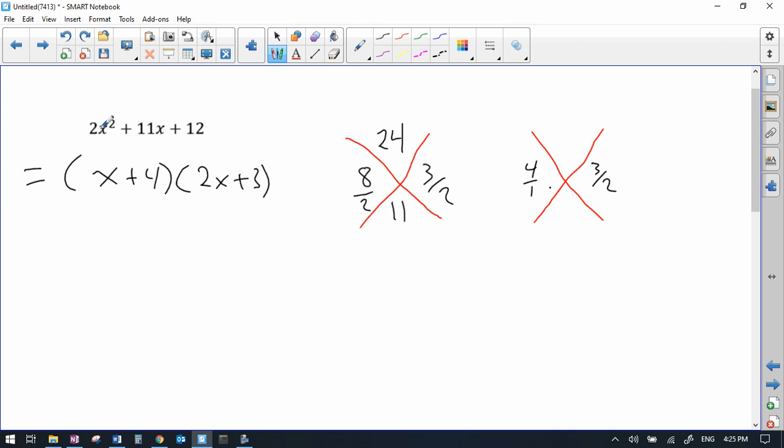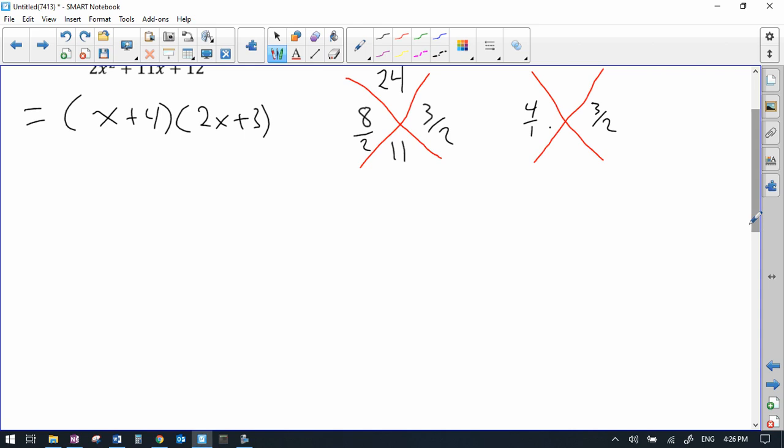This one's not too hard to guess and check. I mean, there's a lot of possibilities for 12, but you do know it has to be a 2x and an x, so it's not too bad. There is another method that you might have learned in grade 10, so I'll show it to you really quickly, just in case you've learned it and you want to use it again. It's called decomposition.